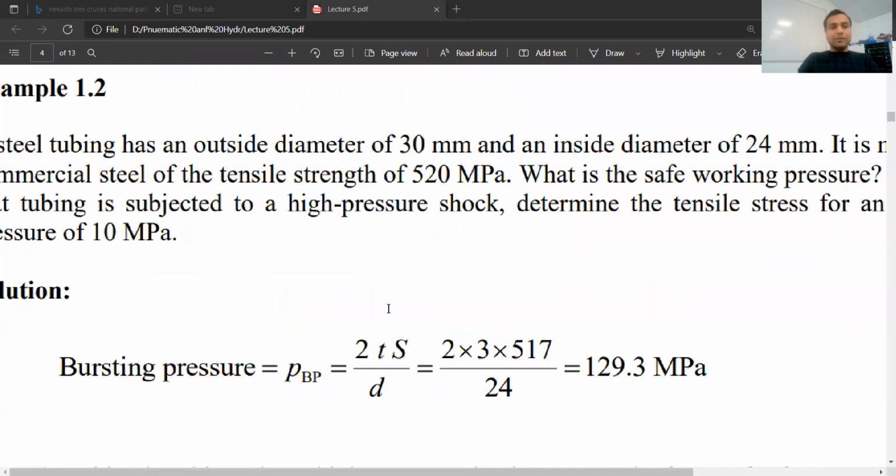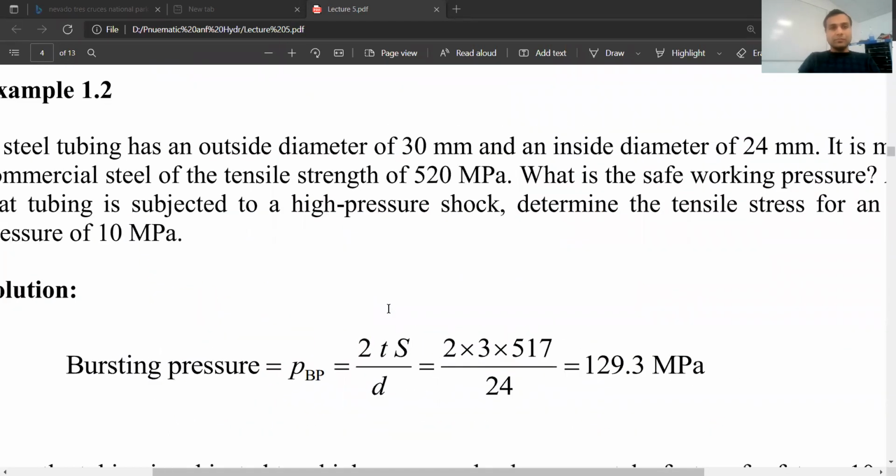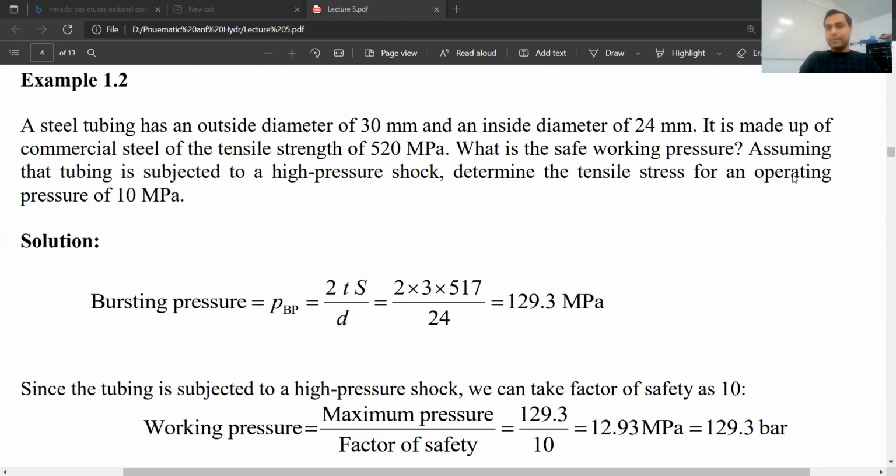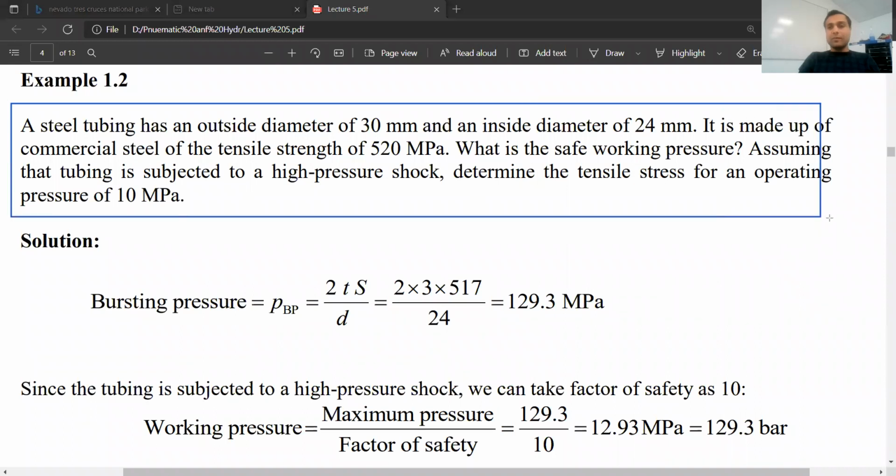Now let's have a look at the next one. If we want to find the tensile stress for a certain operating pressure, obviously based on that one, we need to choose a material. So here we got a steel tubing, and the outer diameter is given.